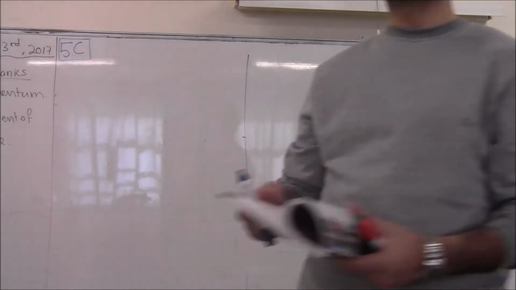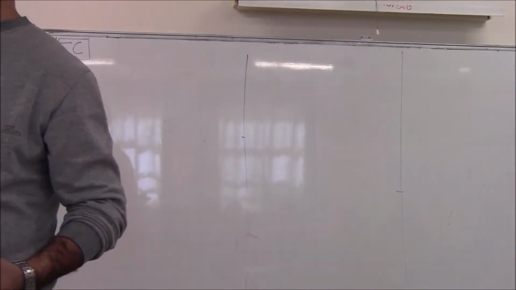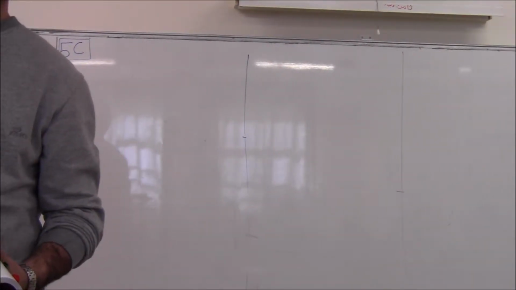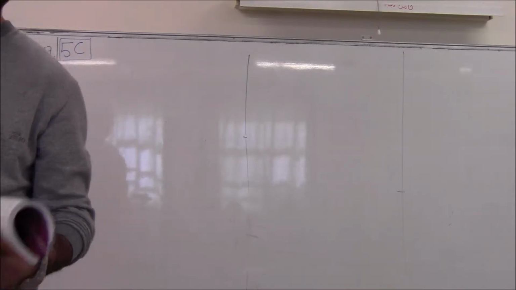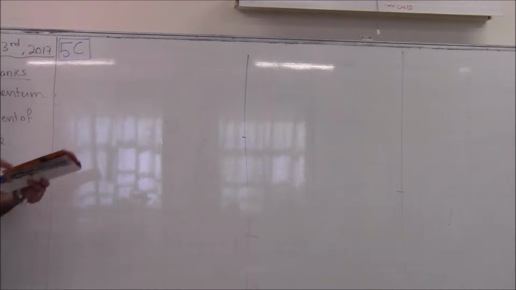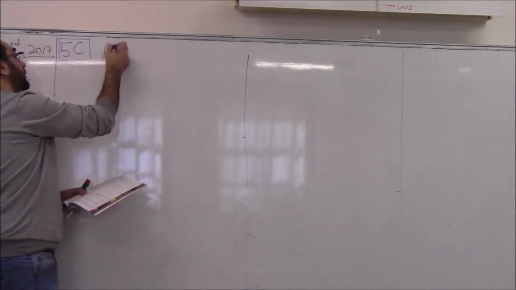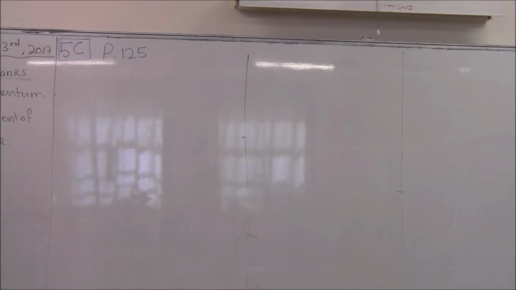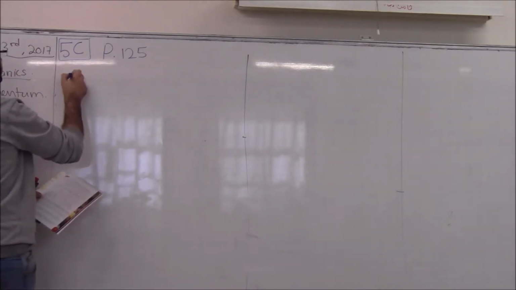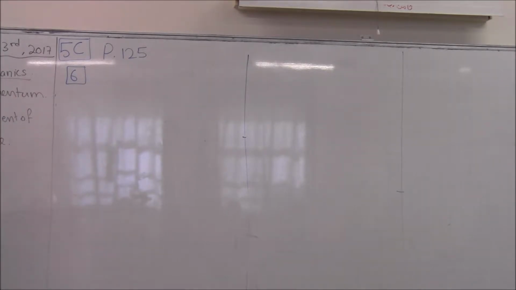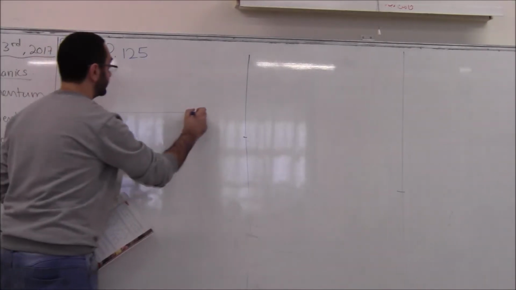Okay, guys, look at question 6, please. Question 6, please. Exercise 5C, page 125. Question 6. A uniform rod AB of length 4 meters.